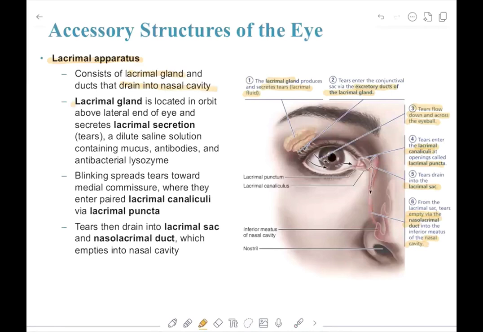And we've gone over the flow of lacrimal fluid. This is a dilute saline solution containing mucus, antibodies, and a lysozyme. Blinking is what's going to spread the tears towards what's called the medial commissure, and that fluid empties into the lacrimal canaliculi. So the tears drain into the lacrimal sac and the nasolacrimal duct.